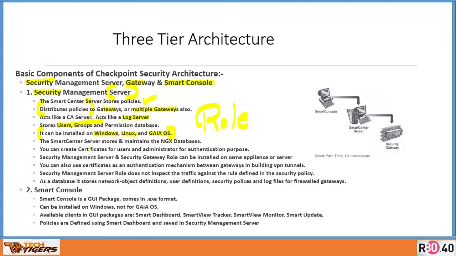And the other thing is that you can create certificates. This we have already discussed. The security management server and security gateway roles can be installed on the same appliance or server. That's very important, guys. These are two different roles: one is the security management server, the other is the security gateway. It's your choice. You can install these two roles on the same appliance or the same server, or you can install them on different hardware as well as different servers. You can also use certificates for authentication.